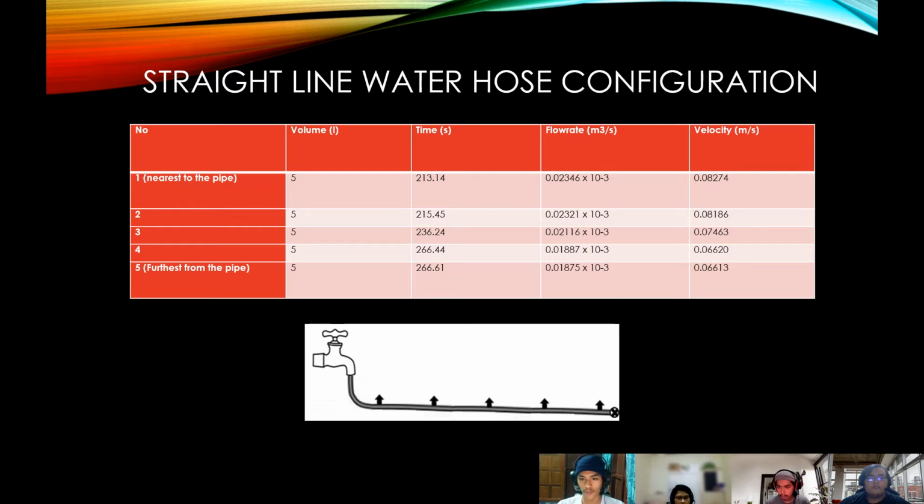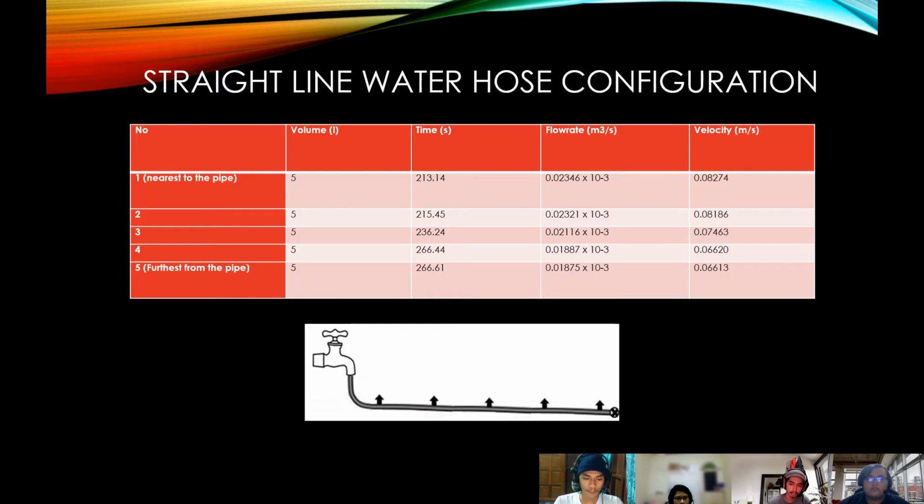For number 2 is 215.45. Number 3, 236.24. Number 4, 266.44. And then number 5 is 266.161. By using the equation flow rate Q equal to volume over time, we get 0.0236 times 10 to the power of -3, and then we get the velocity of 0.08274 meter per second.